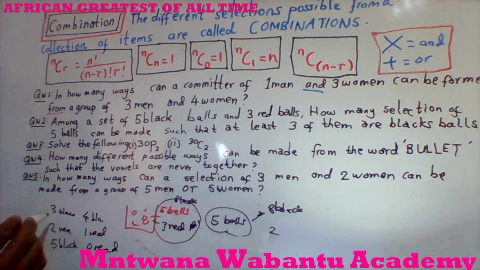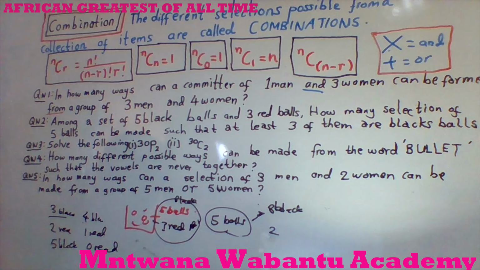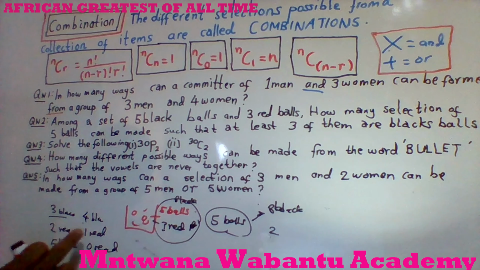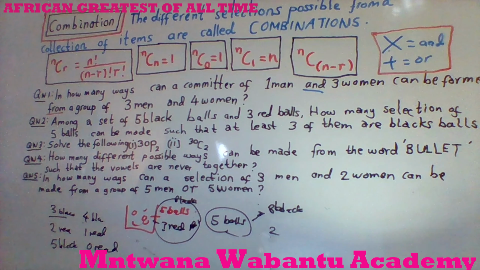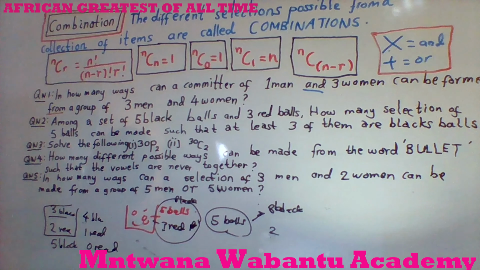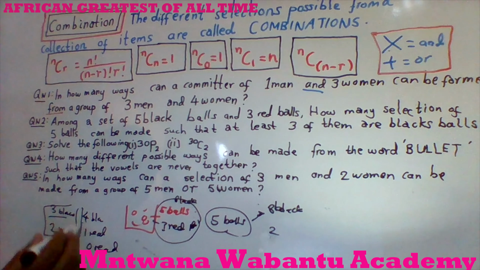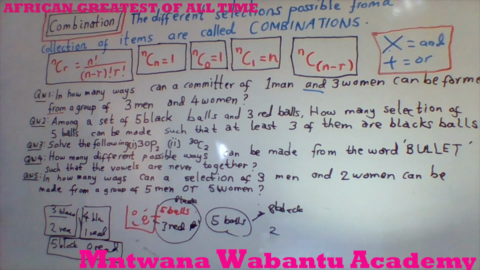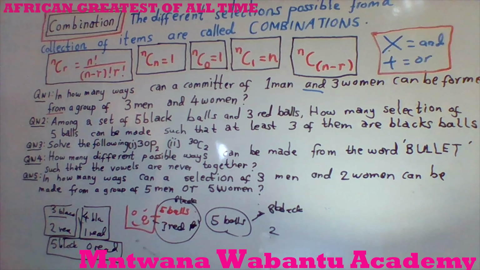So the first one has to be either 3 black balls and 2 red balls, or it could be 4 black balls and 1 red ball, or it could be 5 black balls and 0 red balls. And all of them are going to give what? 5 balls. Why do I do that? Because they say at least means the minimum has to be 3 black balls.